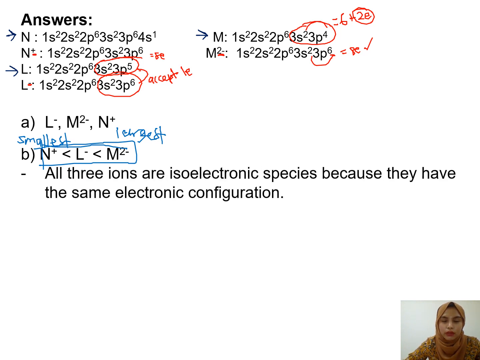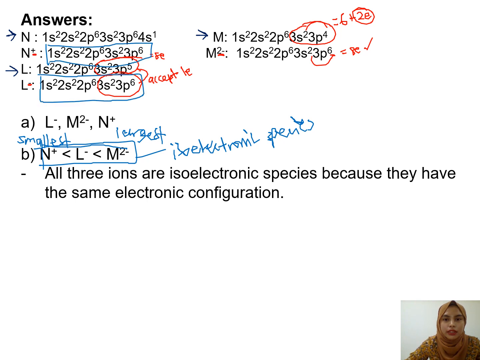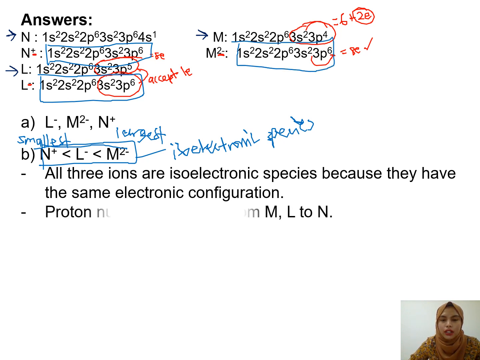You kena explain dulu. Tiga-tiga ni semua isoelectronic species. Kenapa mereka semua isoelectronic species? Sebab bila diorang jadi ion, diorang ada electronic configuration yang sama. Okay, semua electronic configuration diorang sama. So that's why they are isoelectronic species. Okay. Next, you kena bagi tahu proton number increases daripada M, L to N.